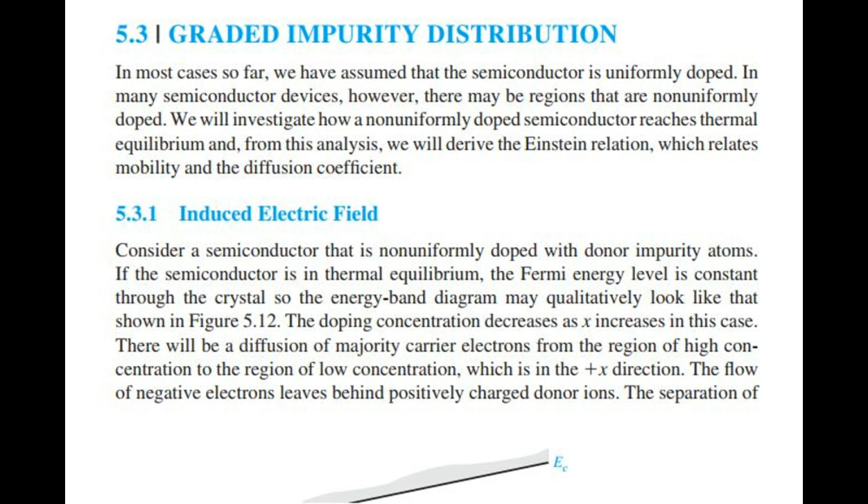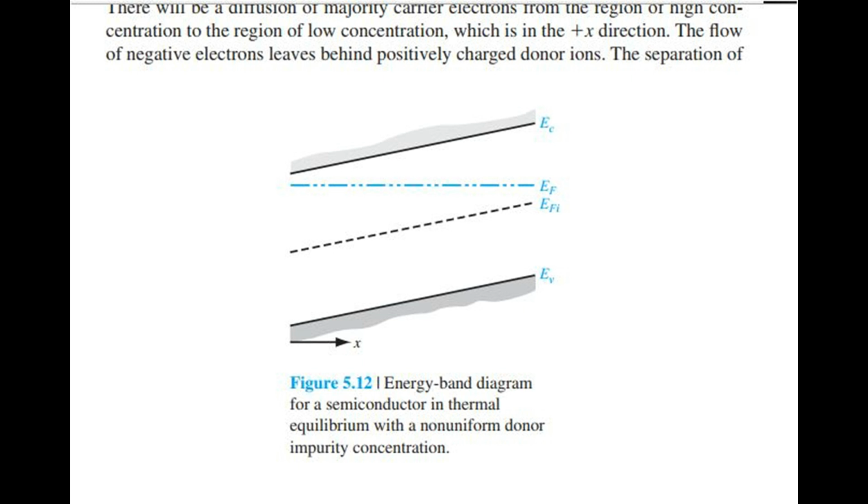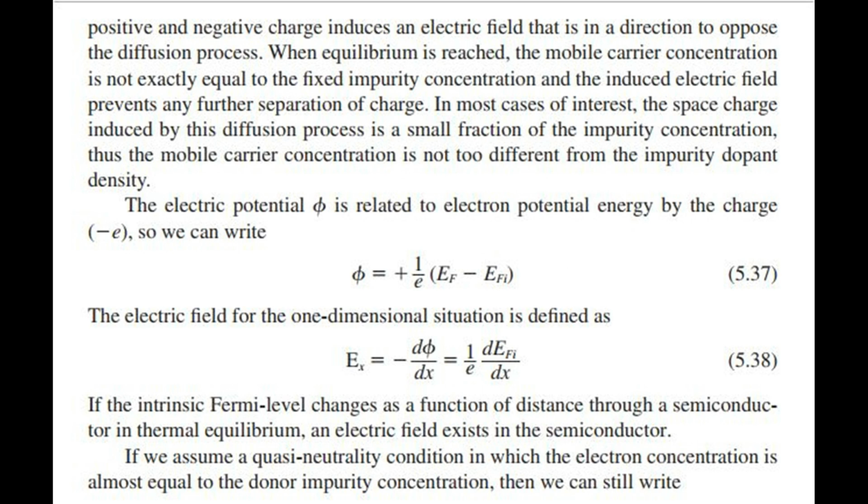The flow of negative electrons leaves behind positively charged donor ions. The separation of positive and negative charge induces an electric field that is in a direction to oppose the diffusion process. Figure 5.12: energy band diagram for a semiconductor in thermal equilibrium with a non-uniform donor impurity concentration. When equilibrium is reached, the mobile carrier concentration is not exactly equal to the fixed impurity concentration, and the induced electric field prevents any further separation of charge.